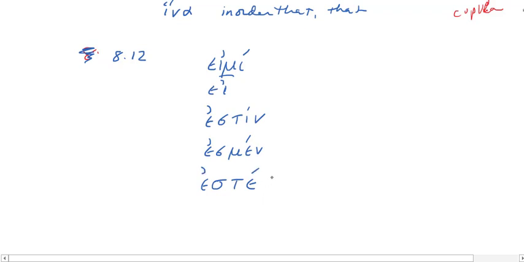Yes, because it's the only syllable, right? By definition, the only syllable must be the final syllable too, right? Okay, so Greek verbs. We're not going to really get to Greek verbs until we get to chapter 15.